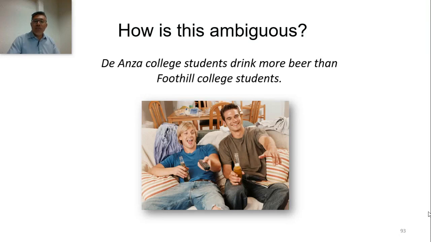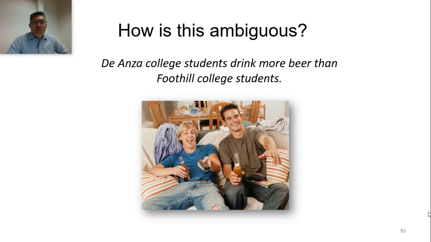that on average, the student at De Anza drinks more beer than a student at Foothill on average? So maybe a De Anza student on average drinks 2 beers a weekend, and the Foothill College student on average drinks 1 beer per weekend. Now, is that what I mean? Or do I mean that if we were to sum up the amount of alcohol consumed by De Anza college students, that it will be greater than the total amount of alcohol consumed by a Foothill College student?